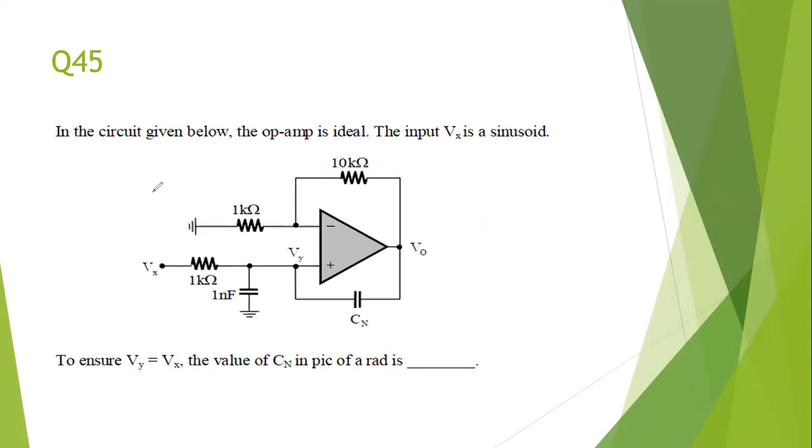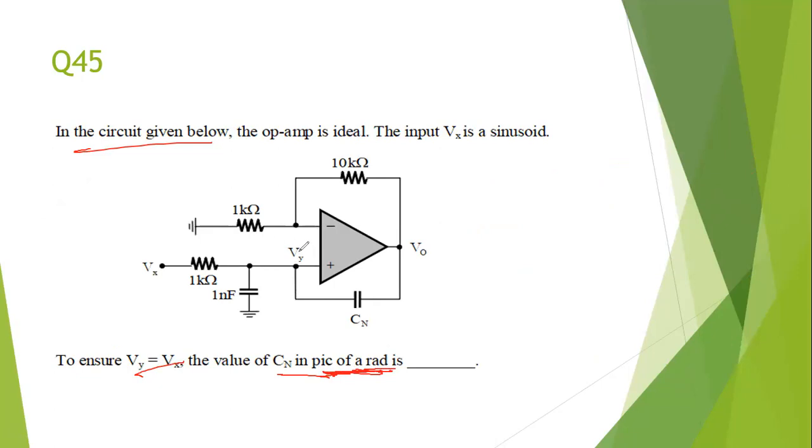Now question number 25. The op-amp is ideal. So you are given the op-amp is what? Ideal op-amp. To ensure Vy equal to Vx, the value of Cn in picofarad is equal to what? So we have to find the value of the Cn for Vy equal to Vx.